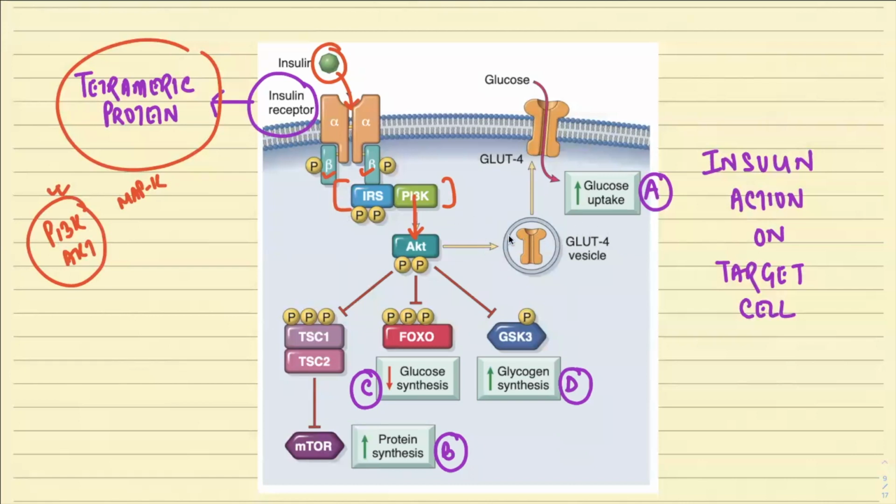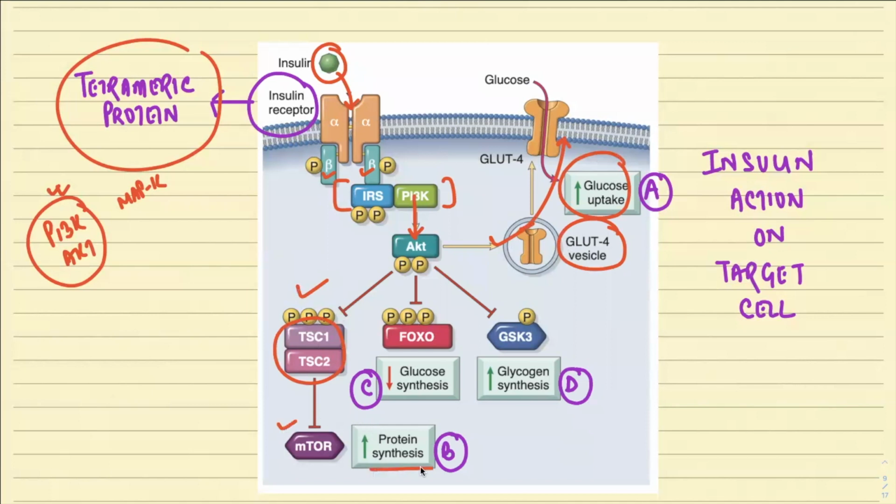If you see, number one, they are going to transport the GLUT4 receptor towards the cell surface. By doing so, they are going to increase the glucose uptake. Yes, everyone will agree with me on this point. They are going to cause phosphorylation of a certain group of proteins, that is TSC1 and 2. By causing the phosphorylation, they are inhibiting these proteins and thus they are inhibiting the mTOR pathway.